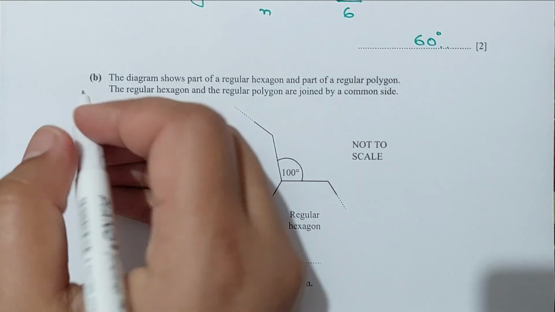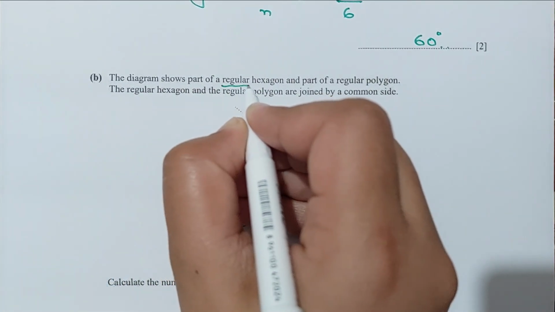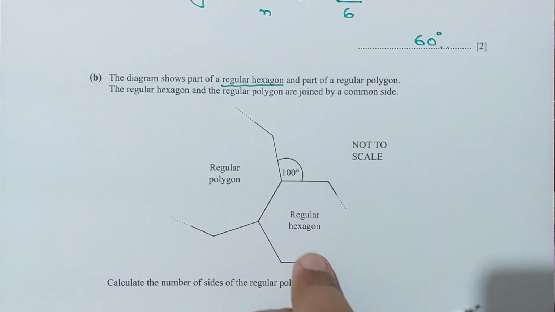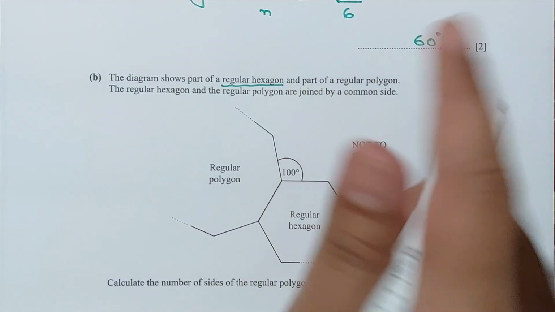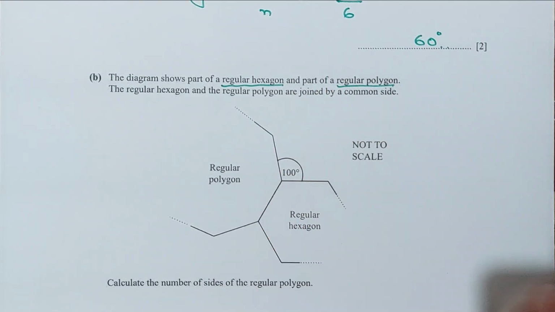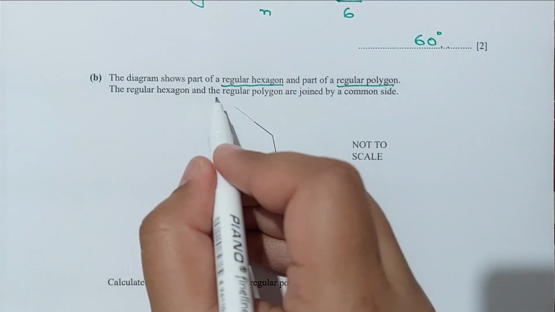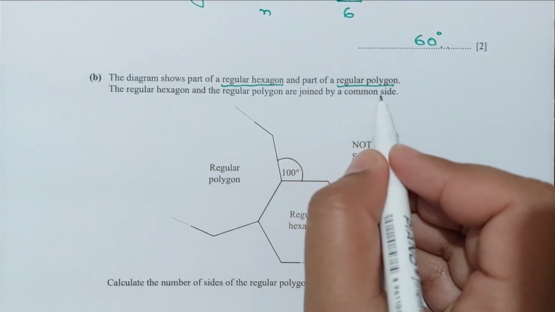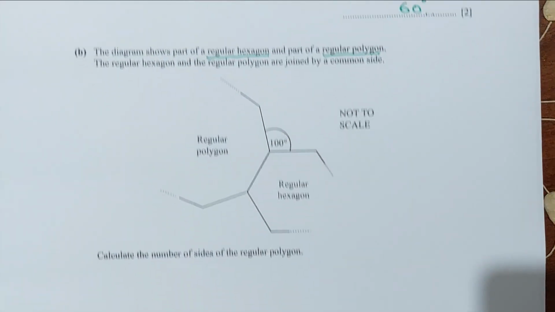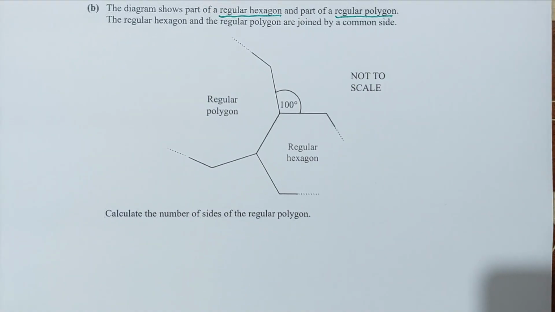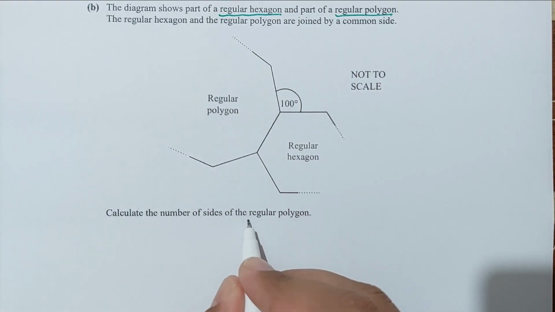Part B. The diagram shows part of a regular hexagon and part of a regular polygon. The regular hexagon and the regular polygon are joined by a common side. Calculate the number of sides of the regular polygon.